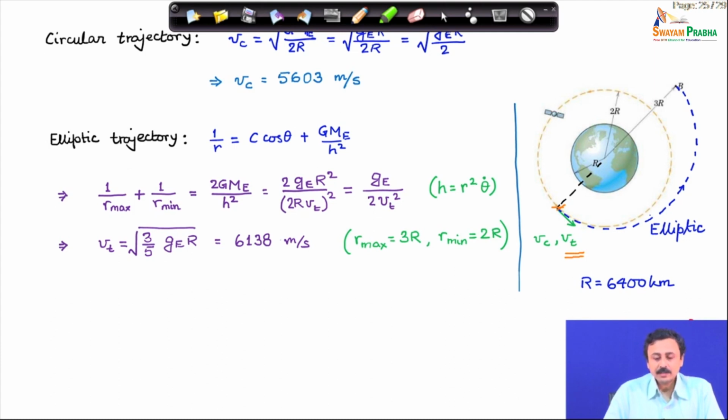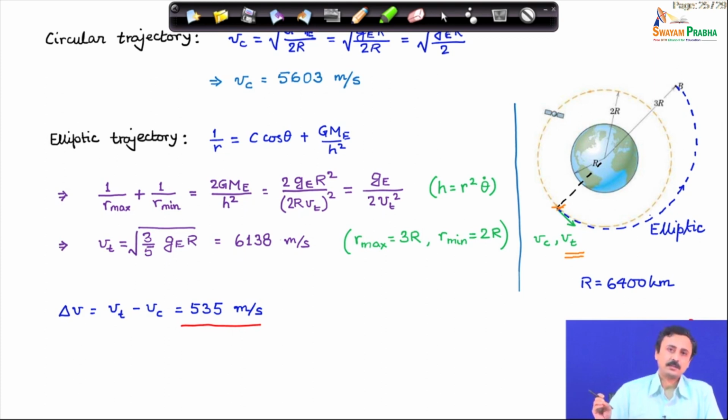On the circular path it was 5603, and on the elliptic path it should be 6138. Therefore, there has to be a boost of 535 meters per second at that perigee point. Once you give that boost in velocity, now it will start moving on the elliptic path and reach B, and that will be the farthest point it will reach, and then again it will come back to the perigee. So, that is the apogee, it will reach the apogee and again follow the rest of the ellipse to again reach back the perigee. So, that is the boost.